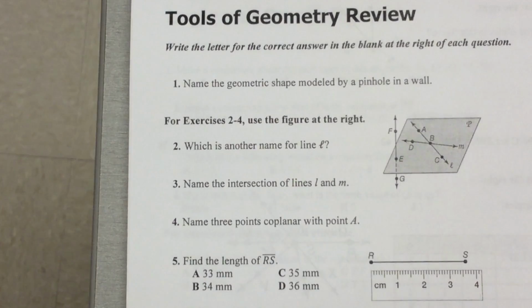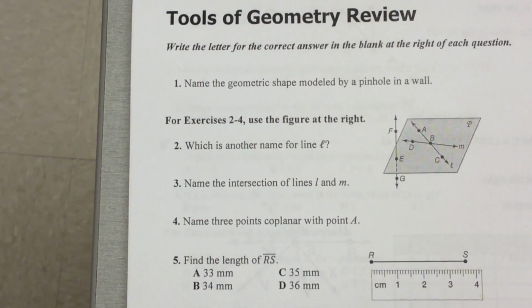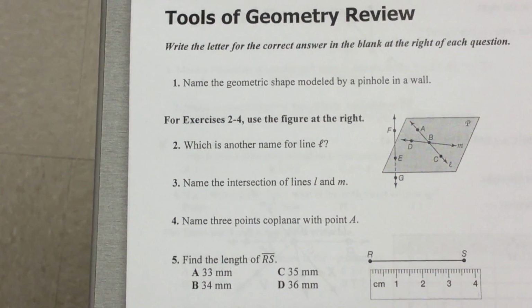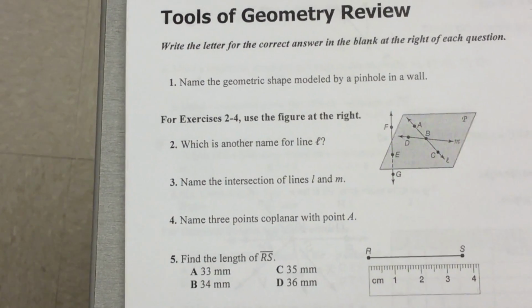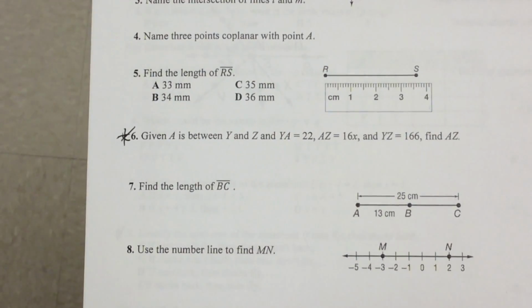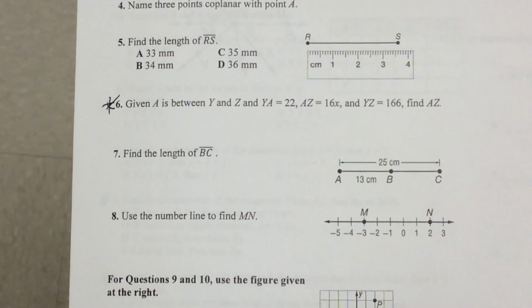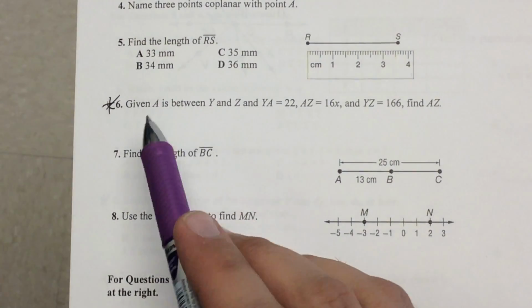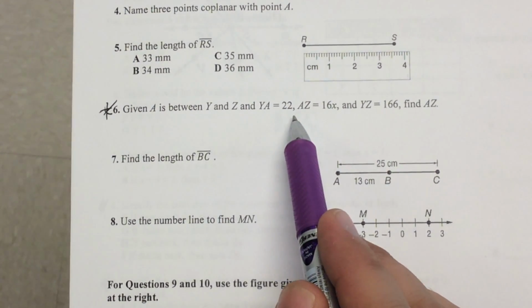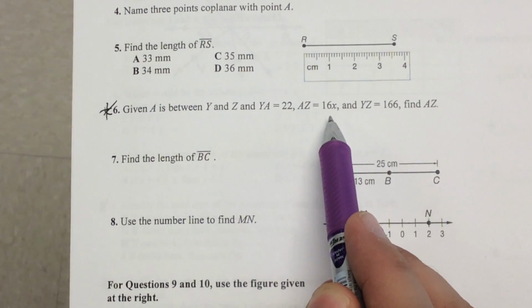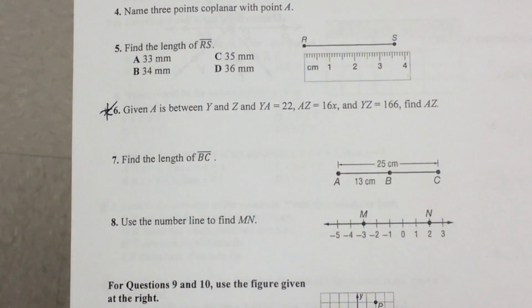All right, so we're going to look at the starred review problems first, because these are the ones I suspect you might have some trouble on. So let's take a look at number 6. A is between Y and Z, YA equals 22, AZ equals 16x, and YZ equals 166. Find AZ. This is all alphabet soup, okay? So we need to draw a picture here.